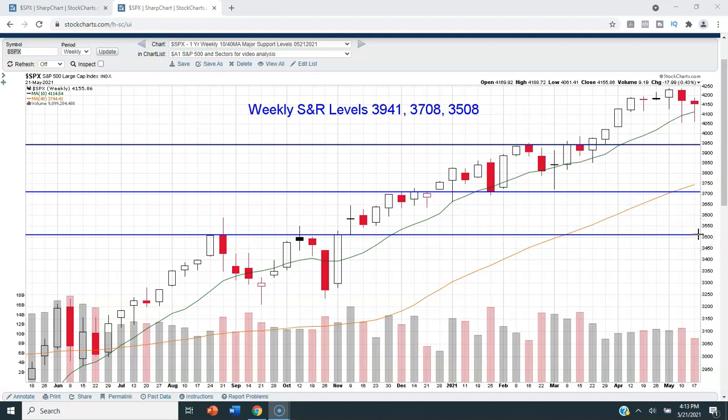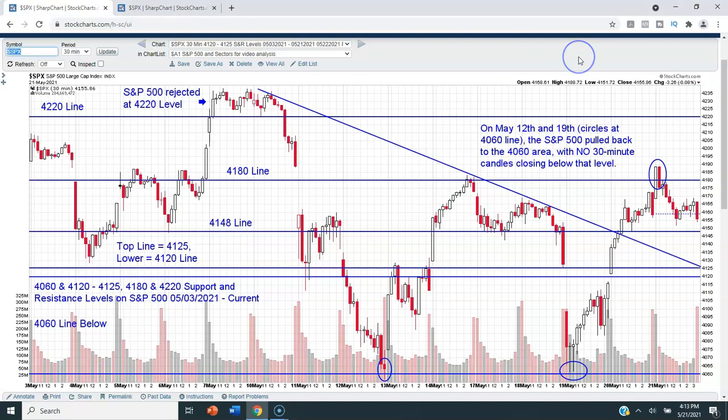But let's keep our fingers crossed that we don't see that level again anytime soon in the S&P 500. The next chart that we're going to look at really just focuses on the month of May. So this chart starts on May 3rd. That was the first trading day of May.